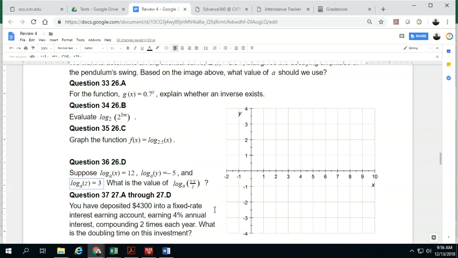So if you want to redo number 36, it should look like this. So I would limit. It's also very good.